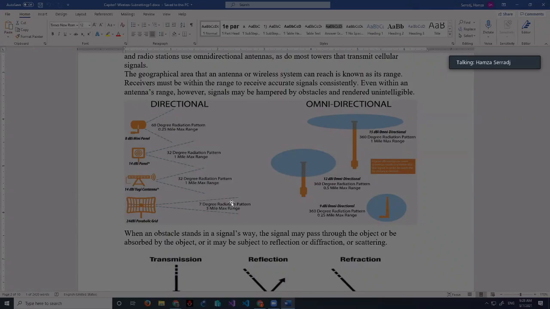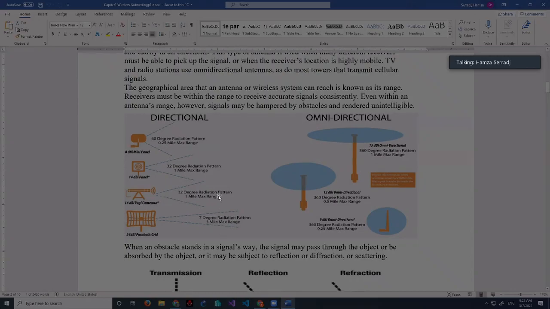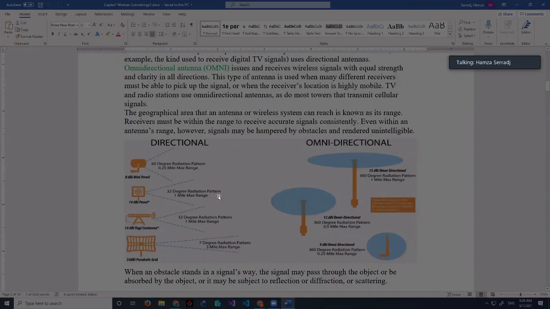Is a Yagi antenna free? No, you need to buy it. You can just go on Amazon, for example, and order many types of Yagi antenna. It's not free. There's no free shop where they open in the morning and give Yagi antennas to people.